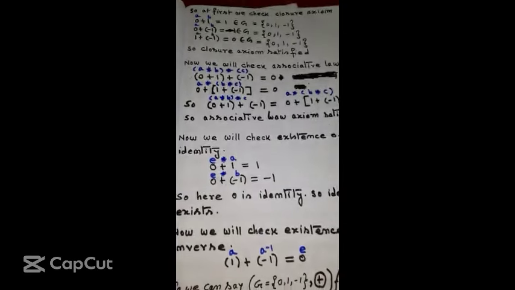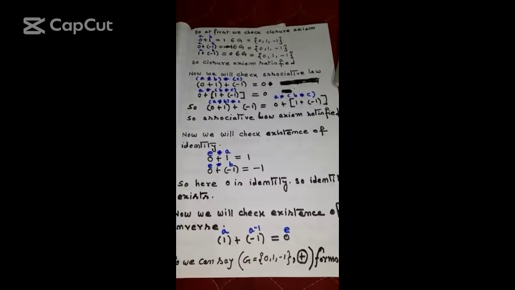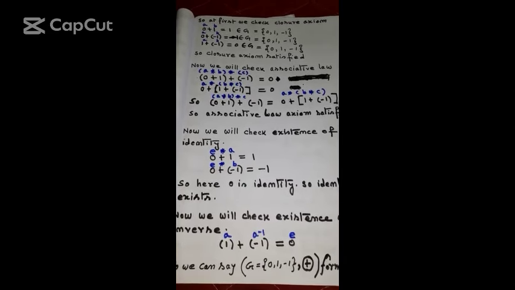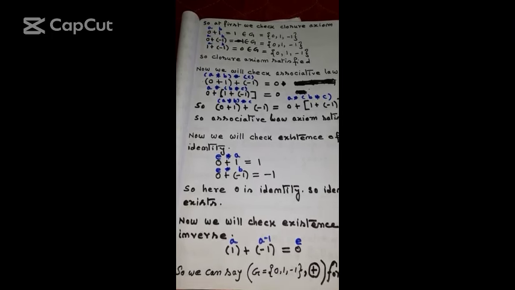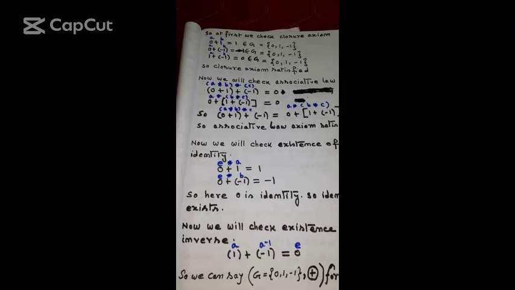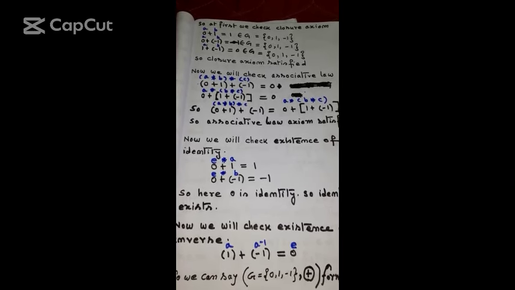Now next, what will we check? We check the identity. So what will be the identity here? Here identity will be 0, because if you add 1 with 0, we will get 1. If we add 0 with minus 1, we will get minus 1. So what was the property of identity? If we do any binary operation with identity, we will get the same element, right?